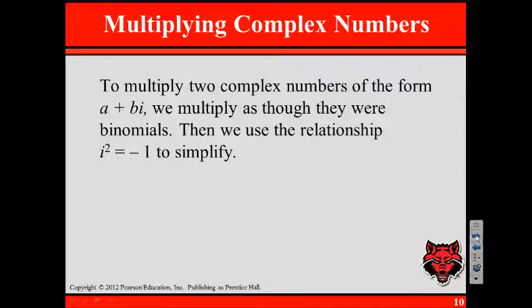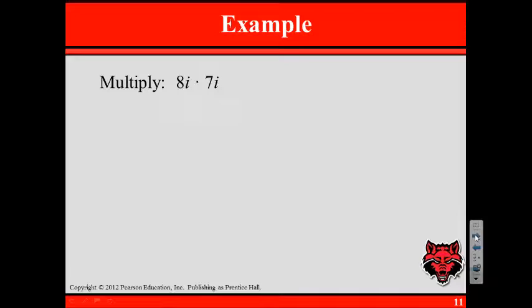To multiply complex numbers, we multiply as though they were binomials. Then we use the relationship i squared equals negative 1 to simplify. Let's try to multiply 8i times 7i. So we multiply the coefficients. 8 times 7 is 56. i times i is i squared.